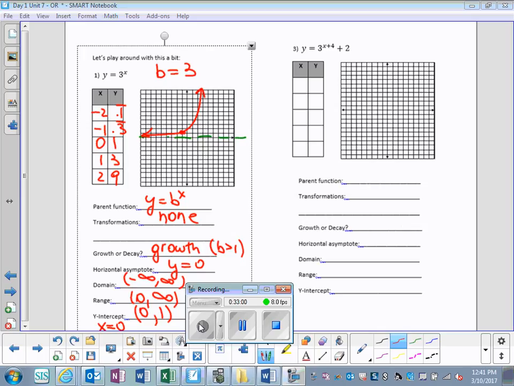So we are going to this third example. What is my b here? 3. Same, 3. So what is my parent function? 3 to the power of x. If I know my b, I know my parent function. What are my transformations here? Left 4, up 2. So growth or decay? Lily, growth or decay? Growth, right? Because b is still 3, more than 1, so this is again growth.